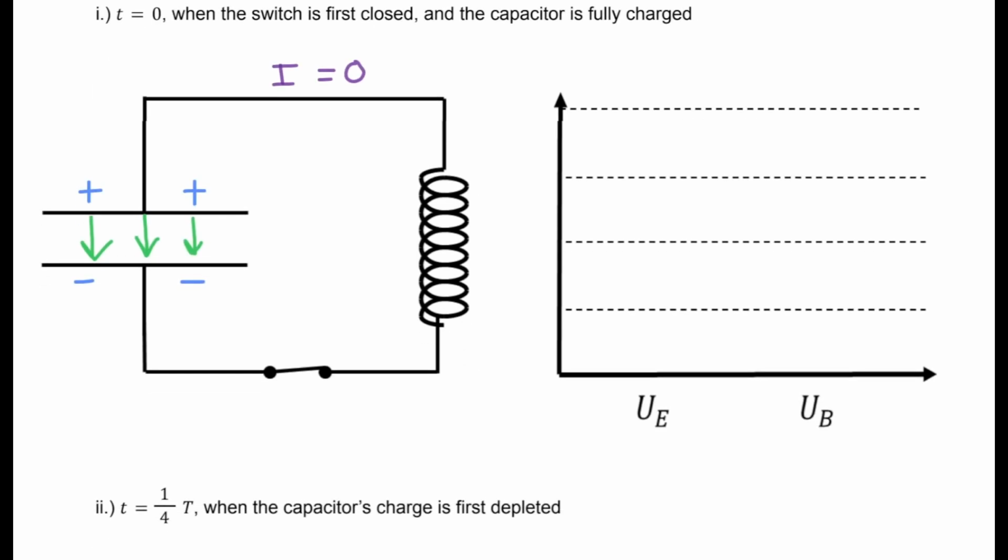So for drawing our energies, of course, we're doing it totally qualitatively right now. So I'll just give myself 2 bars of energy stored in the electric field and 0 bars stored in the magnetic field at this time.